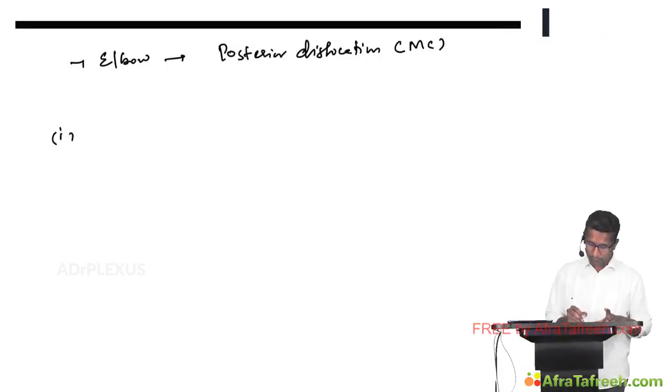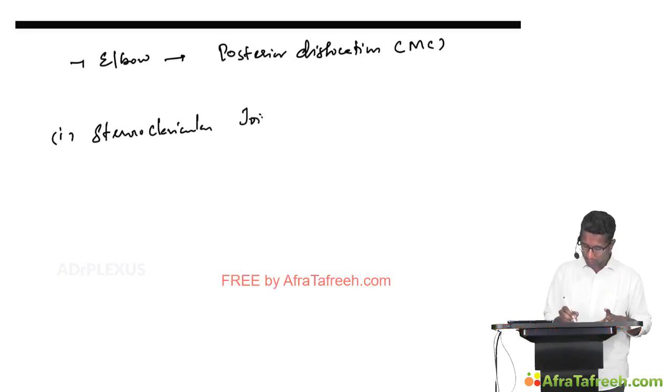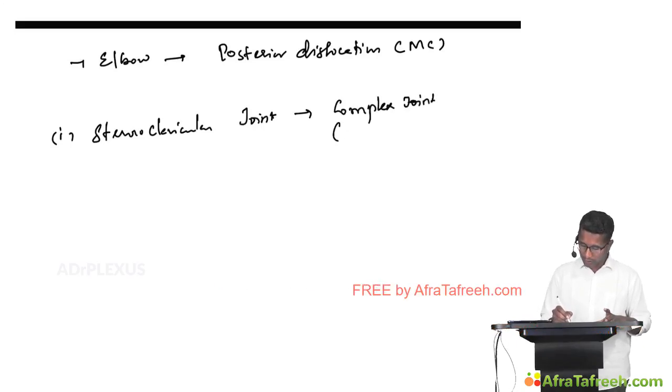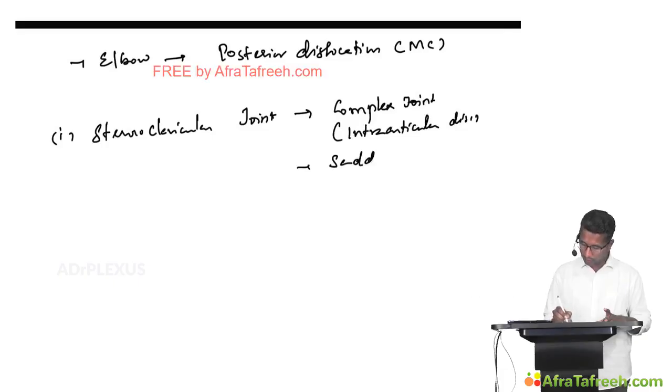So one is called the sternoclavicular joint. This sternoclavicular joint is a complex joint, because it has got an intra-articular disc, and it is a saddle type of joint.